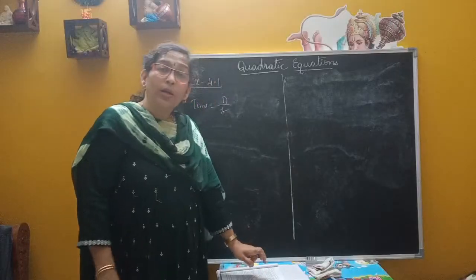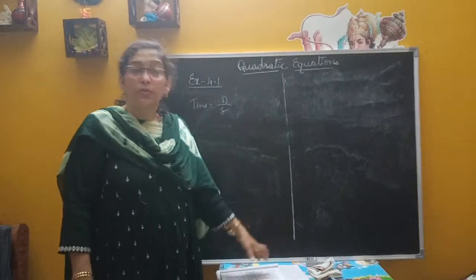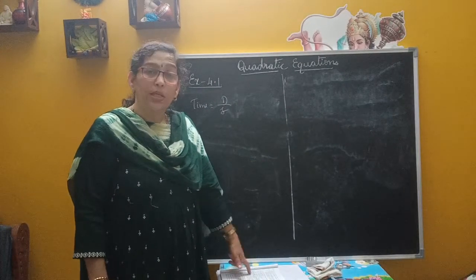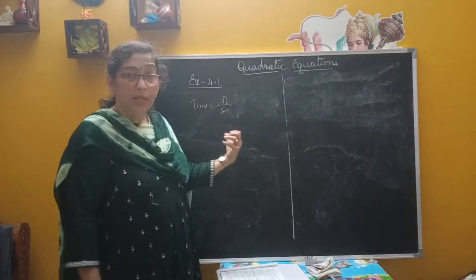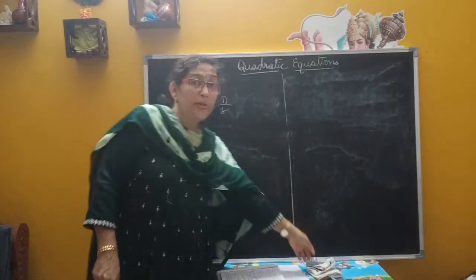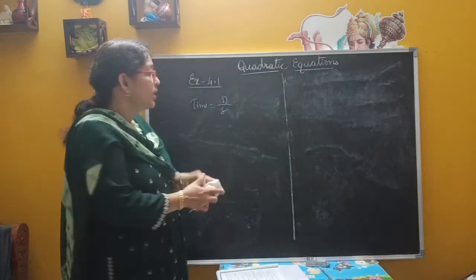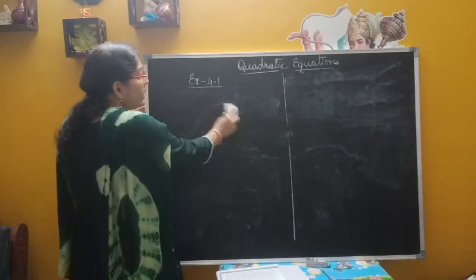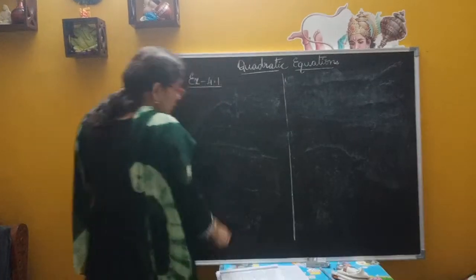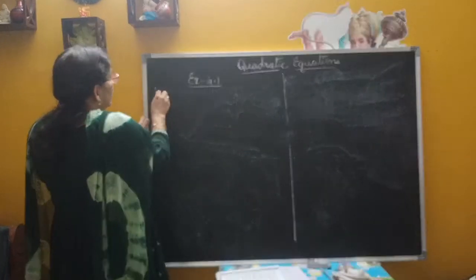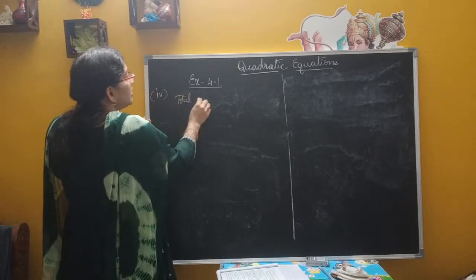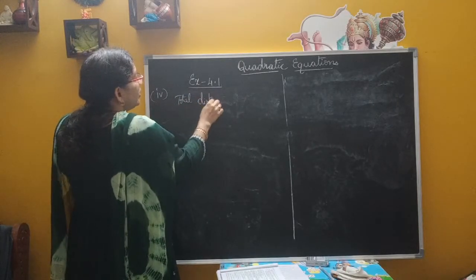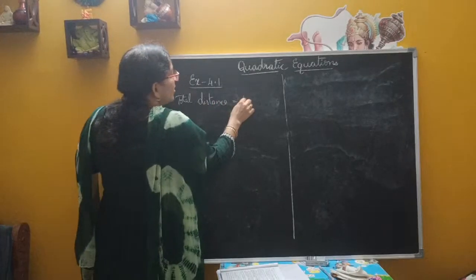Which is the unknown here? We do not know the speed, and we do not know the time. But we can write the time using the distance and speed, because we have taken speed as x. So let us frame the equation for time in different cases. First, write what is given in the question. The total distance traveled is how much? 480 km.